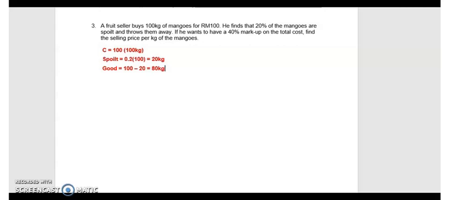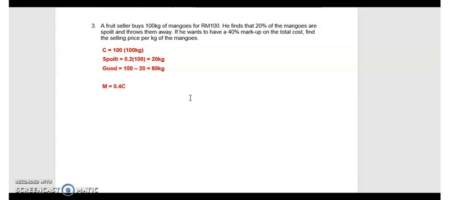Okay, if he wants to have a 40% markup on total cost, so markup 40%, 0.4 based on total cost, we can write it as 0.4C. Find the selling price per kg of the mangoes. So we want to find what is the selling price for 1 kg.